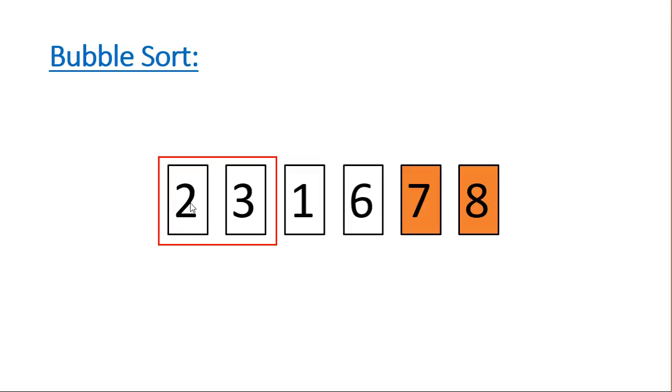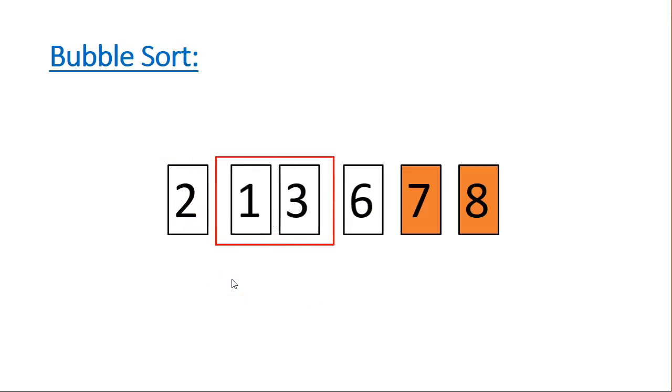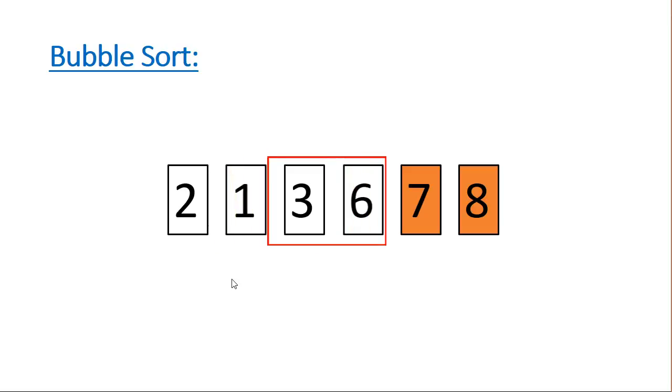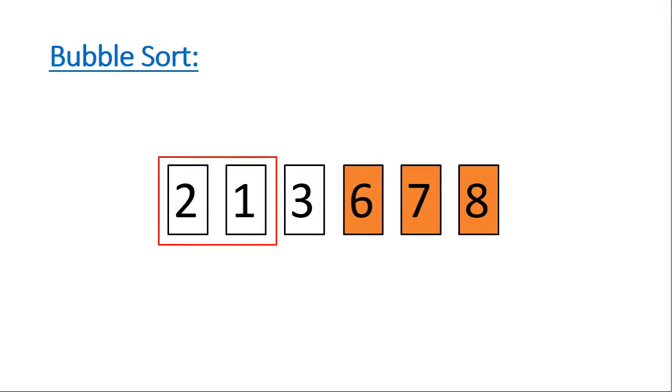So I'm going to compare. 2 is less than 3, so I don't do anything. 3 is greater than 1, so I swap them. 3 is less than 6, so I don't do anything. And then I bring my bubble back to the start. Look, 2 is greater than 1, so I swap them. 2 is less than 3, so I don't do anything. 3 is now sorted. I shift my bubble back to the start. And I look, 1 is less than 2, so I don't do anything. And the bubble's at the end.